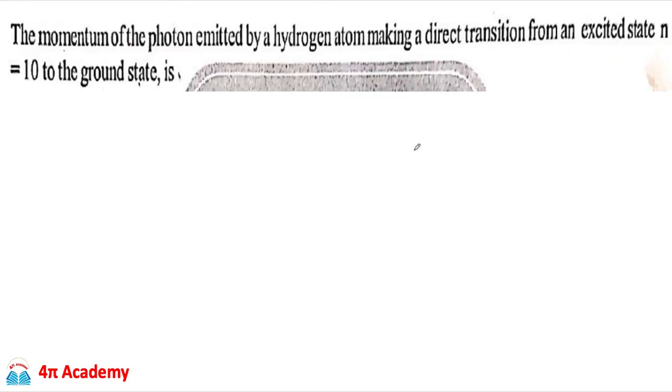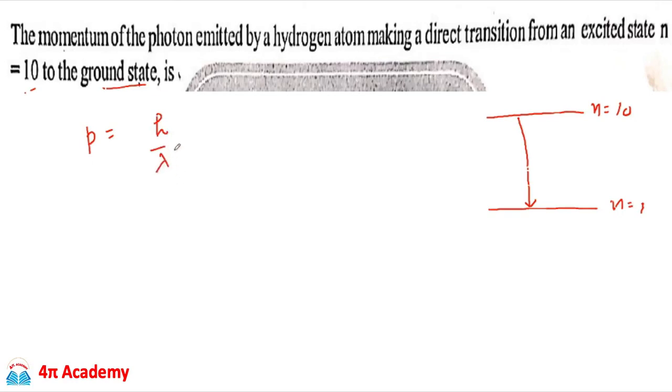So next question, the last question: the momentum of the photon emitted by a hydrogen atom making a direct transition from an excited state n is equal to 10 to the ground state. Now the electron is present in the 10th state and it is losing its energy to the ground state, and we have to calculate the momentum of this photon. We know from the de Broglie hypothesis the momentum is equal to h over lambda, and once we are able to find the value of this wavelength, from that we can calculate the momentum for this type of transition.